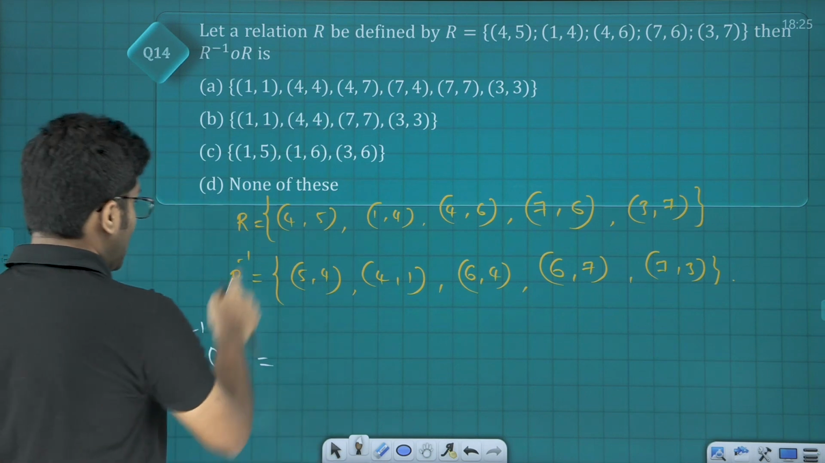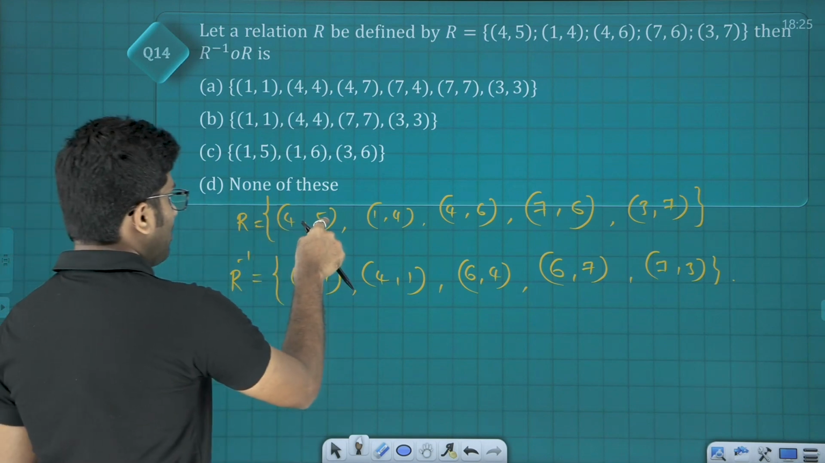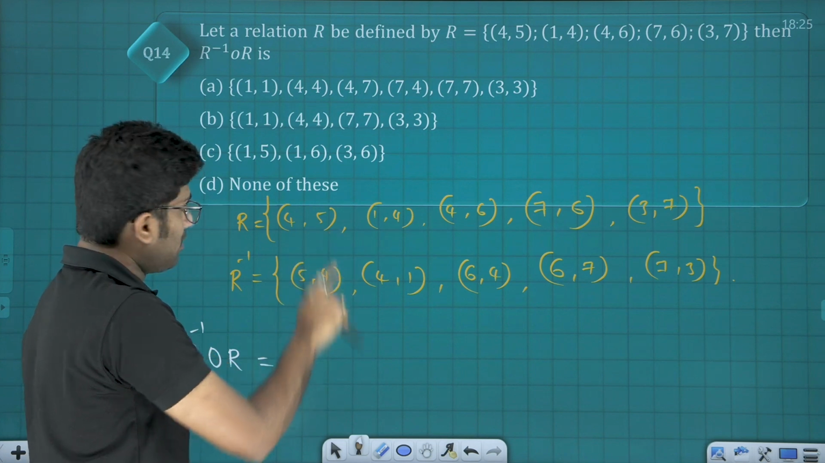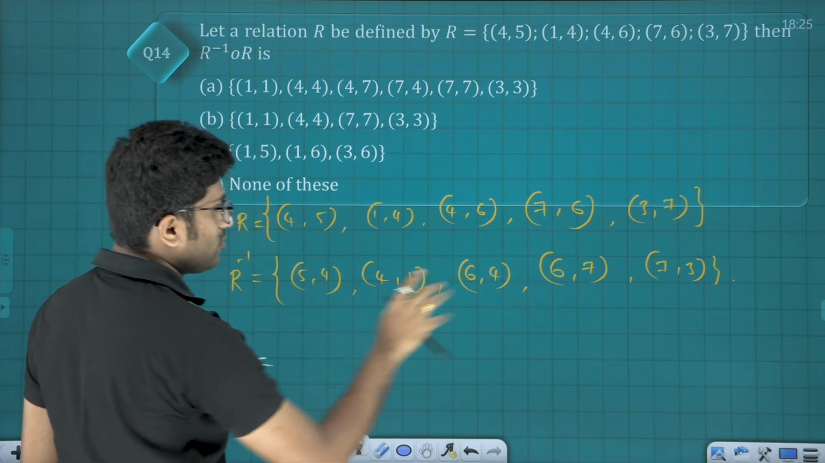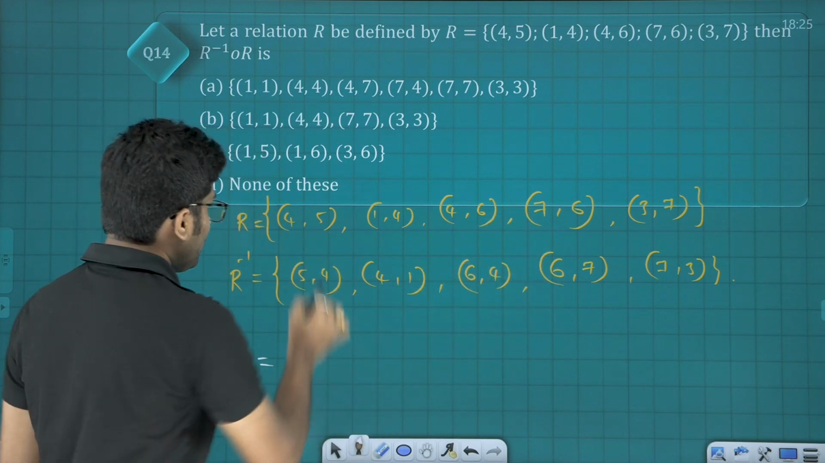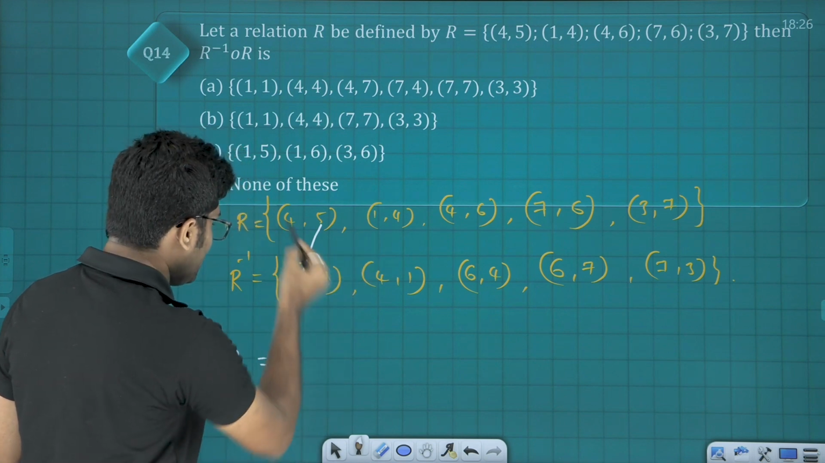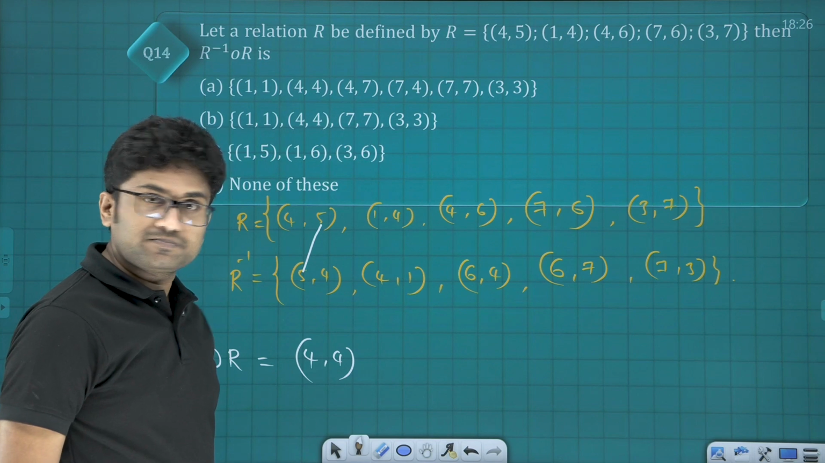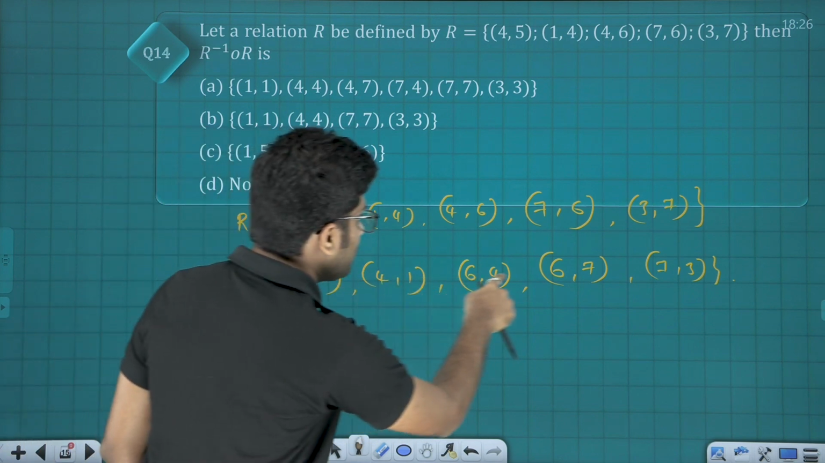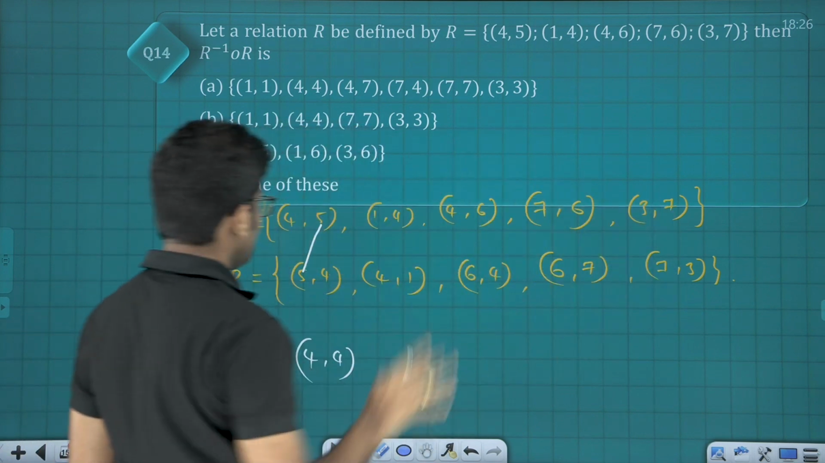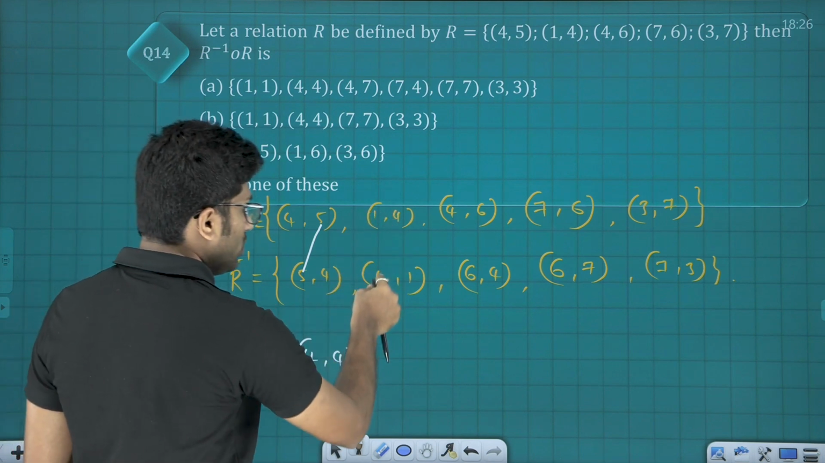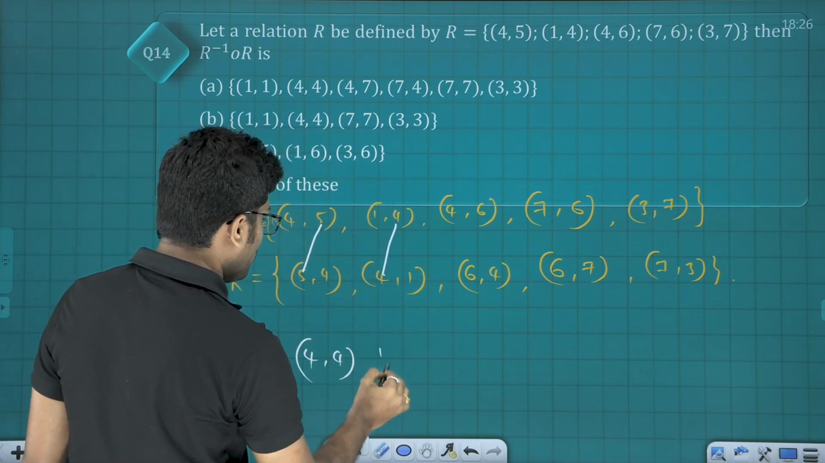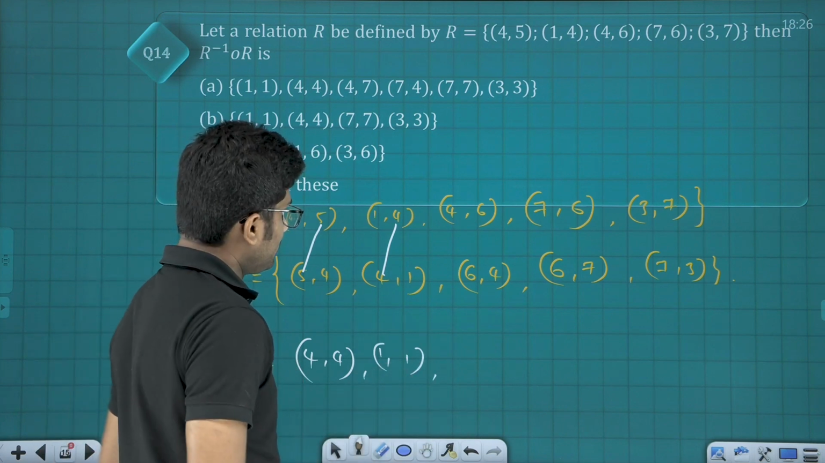First we start with R. The first ordered pair is (4, 5). Now among R inverse, what are all the ordered pairs which start with 5? So 5 and 5 cancel, then (4, 4) will be in our R inverse circle R. Clear? Next, any other which starts with 5? Nothing. Next, (1, 4). What are all the ordered pairs which start with 4? Only this. So (1, 1) will be in our R inverse circle R.